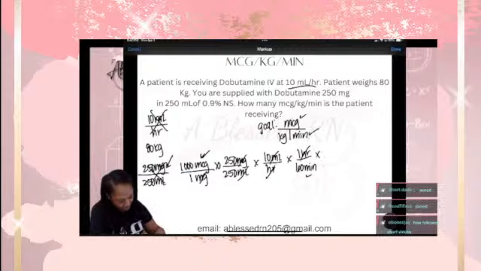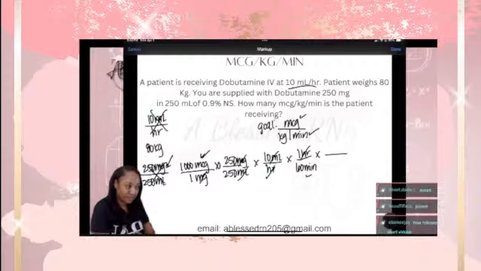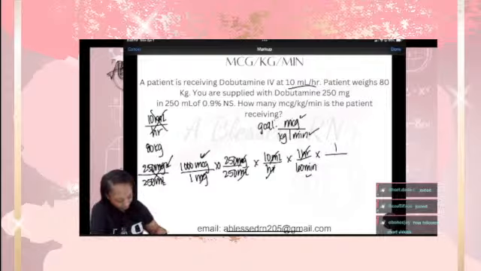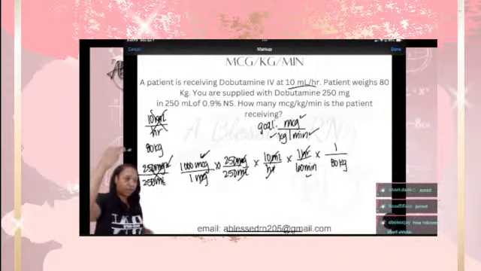And so now the only thing that we're missing at the bottom is our kilograms. Our patient's weight is already in kilograms. So therefore, I'm going to put this 1 on the top and my 80 kilograms at the bottom. And now my goal is complete. I have micrograms on the top, kilograms, and minutes at the bottom.